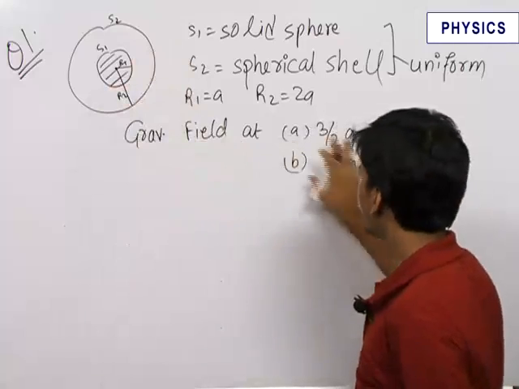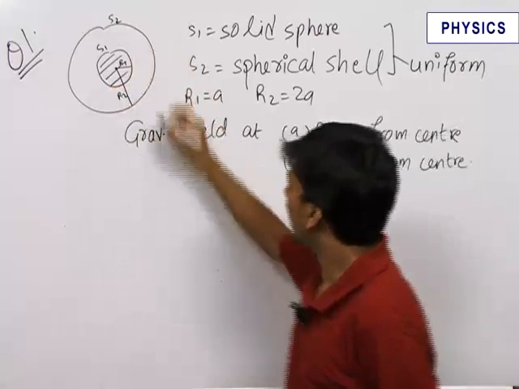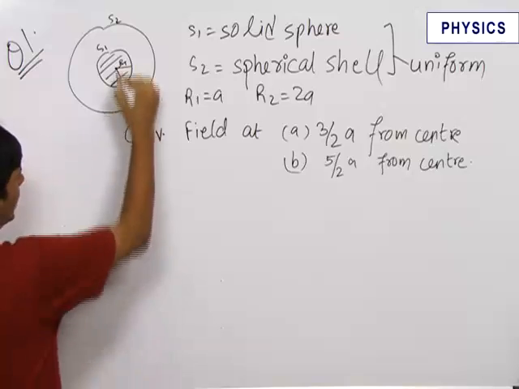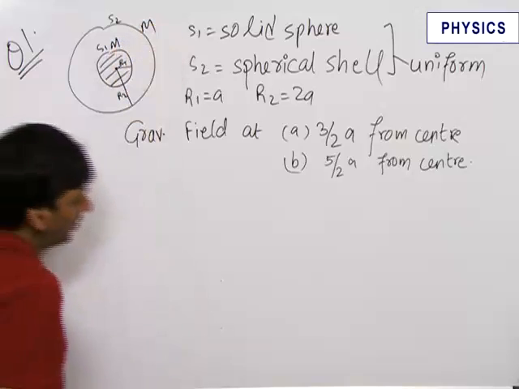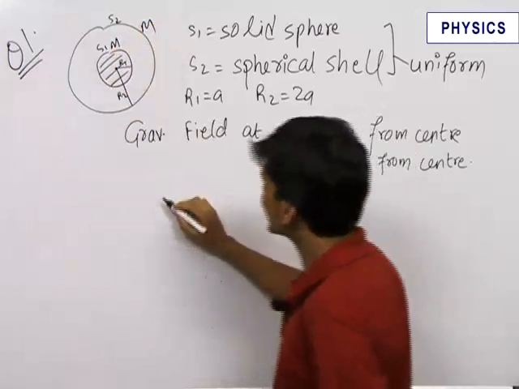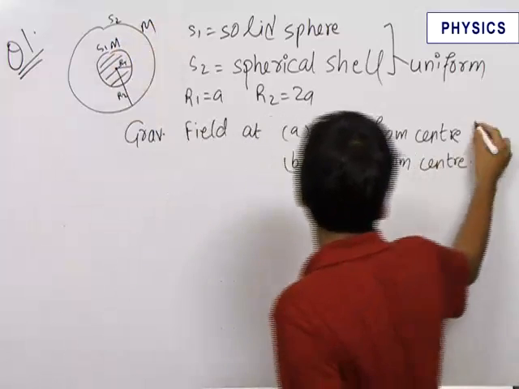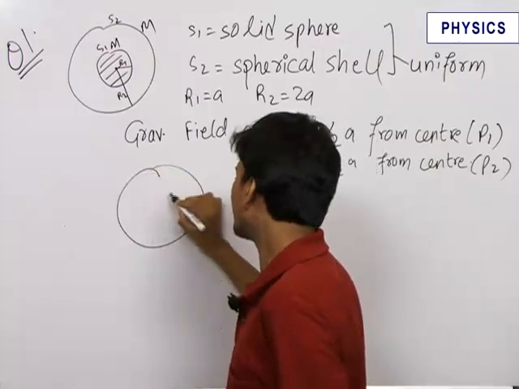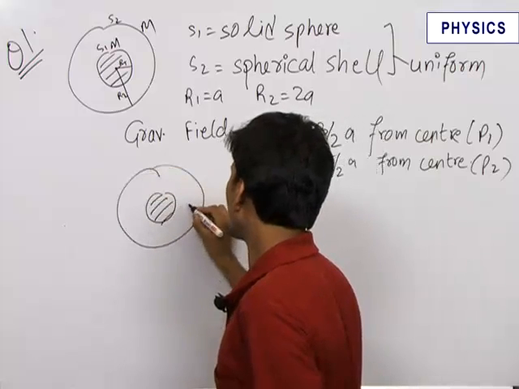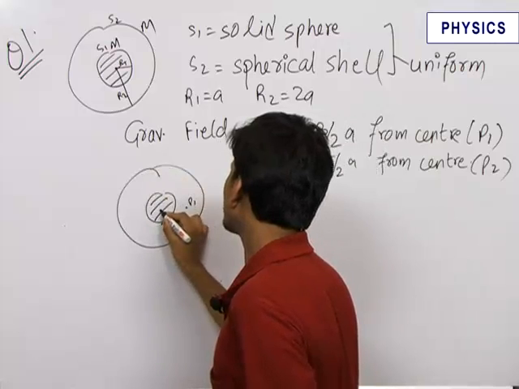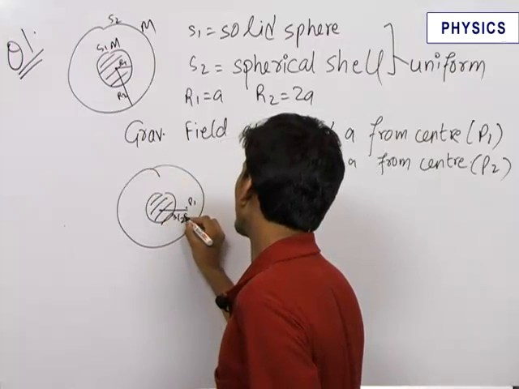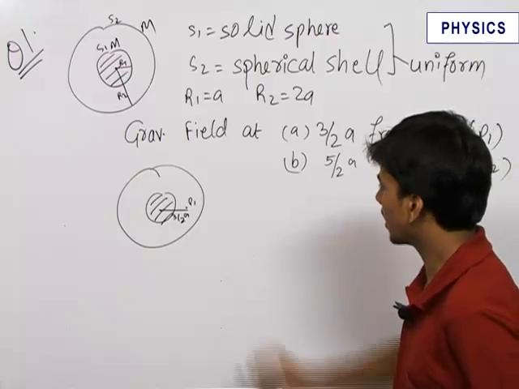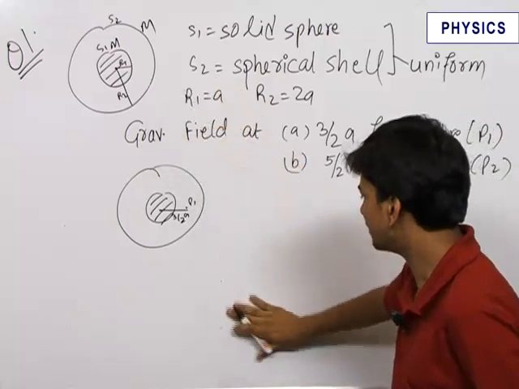We need to find out the gravitational field due to these two objects at 2 points given, 3 by 2a from the center and 5 by 2a from the center. The masses of both these are m and m. So first let us take the point 3 by 2a from the center, let us call it P1, and this one P2. P1 is located at a distance of 3 by 2a from the center of the inner sphere. Both the spheres have the same center.